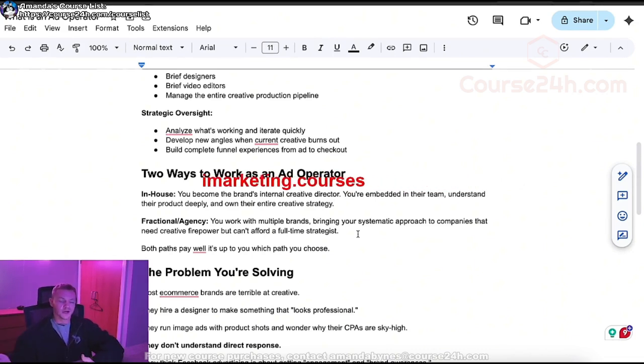And with AI, you can actually deliver relatively easily doing it this way. So both paths pay well. It's just up to you which one you choose. If you're a complete beginner, you're probably better just trying to get in-house with a decent brand and learning from them. You'll get a solid salary and you'll get a ton of experience and feedback on your copy.